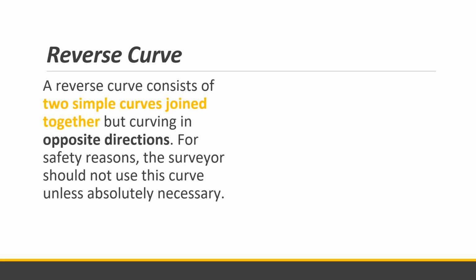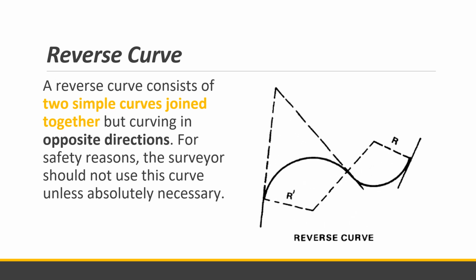Now reverse curve. What is a reverse curve? A reverse curve consists of two simple curves joined together but in opposite direction. So opposite siya sa compound curve. For the first one, the first radius is curving to the right, and now yung next na curve naman is curving to the left.